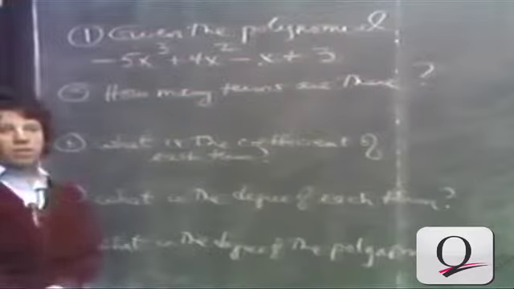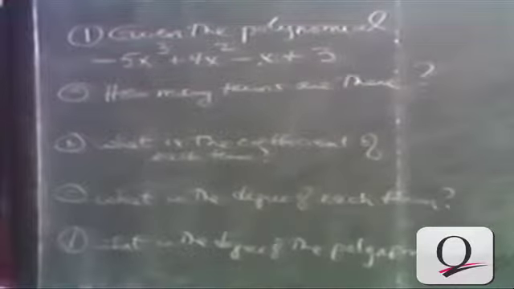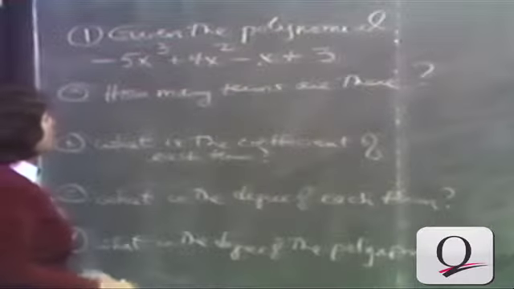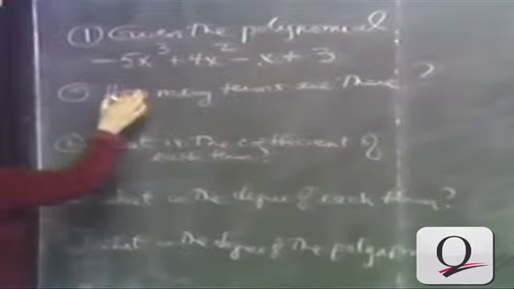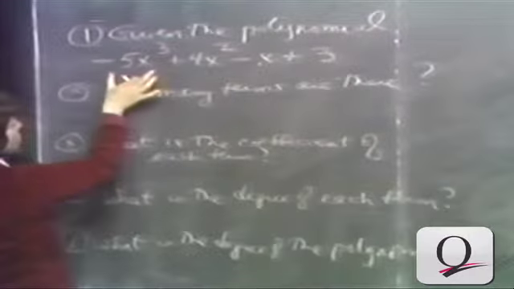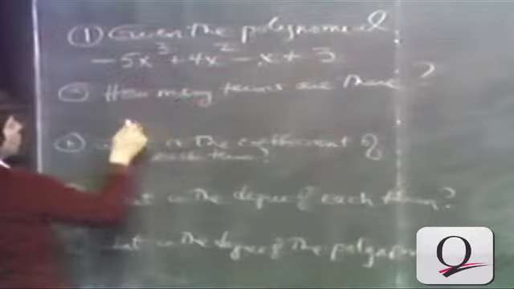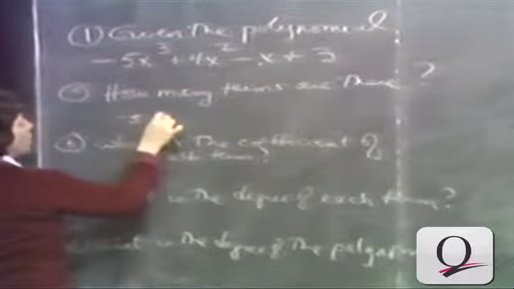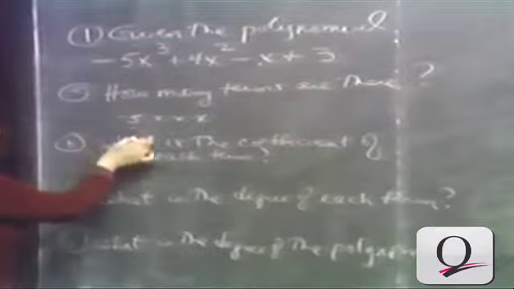Okay, let's go back to the first question. How many terms are there? Well, basically, a polynomial is a sum of terms. And we can think of a term as an expression which can be written as a product of constants and or variables. So in this case, we see that we have 4 terms which are being added together. The first term is minus 5x cubed. In other words, it's minus 5 times x times x times x. It is a product of constants and variables.